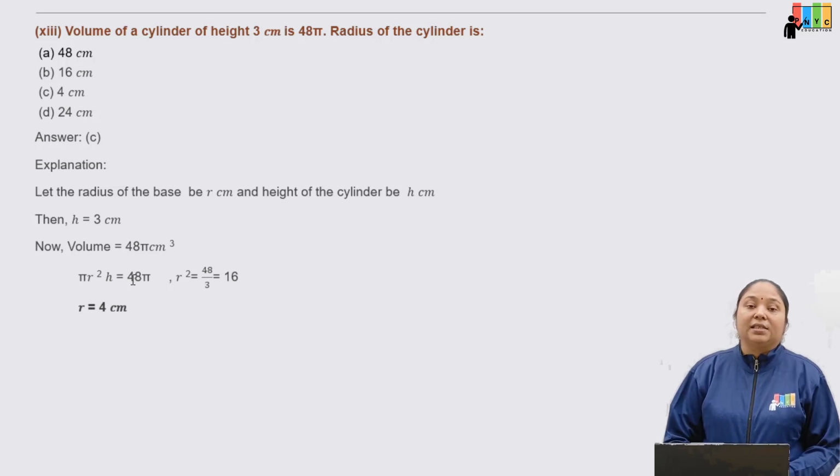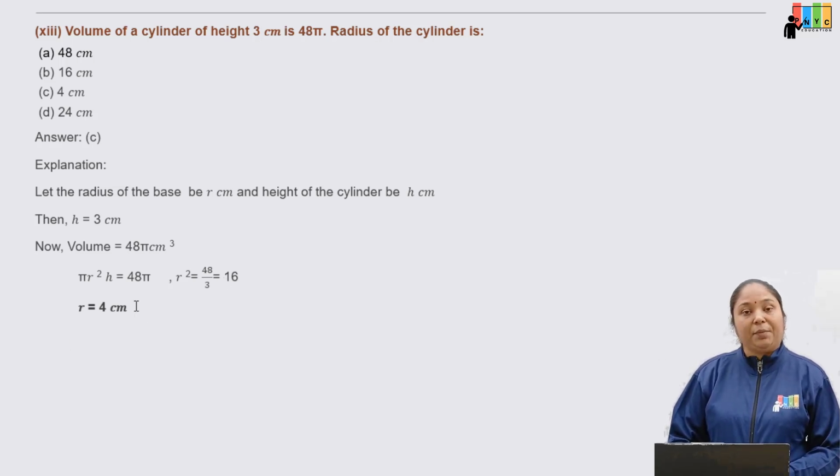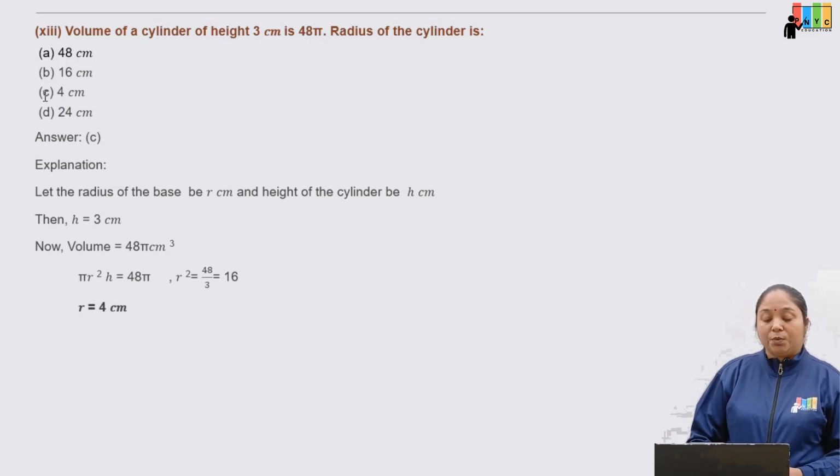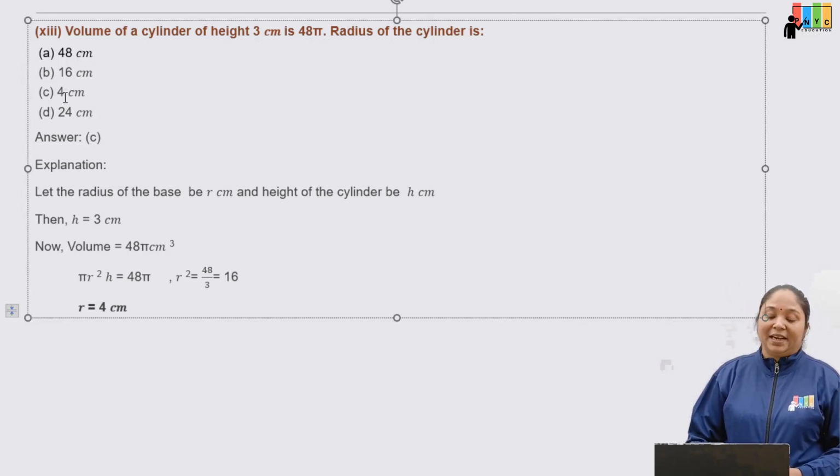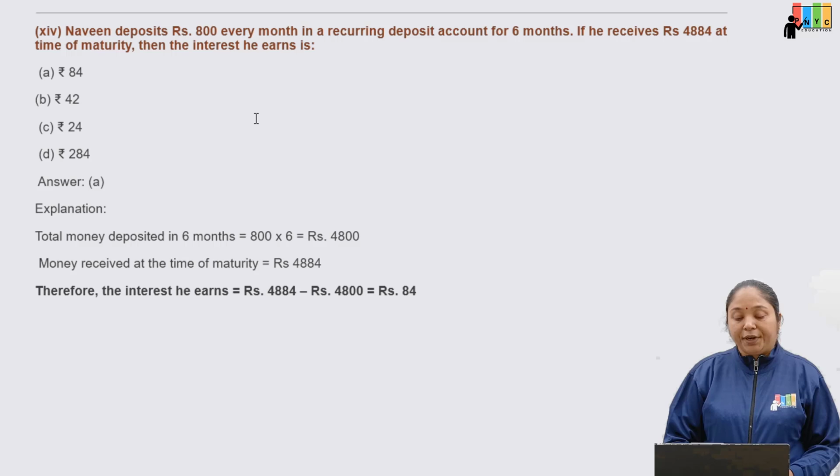So pi r square h is equal to 48 pi. Pi will get cancelled. r square into 3 is equal to 48. Now this 3 will divide the 48. So r square is equal to 48 upon 3 is equal to 16. So r square is equal to 16 means r is equal to 4 centimeter. So the correct option is option number C, 4 centimeter. Now question number 14.